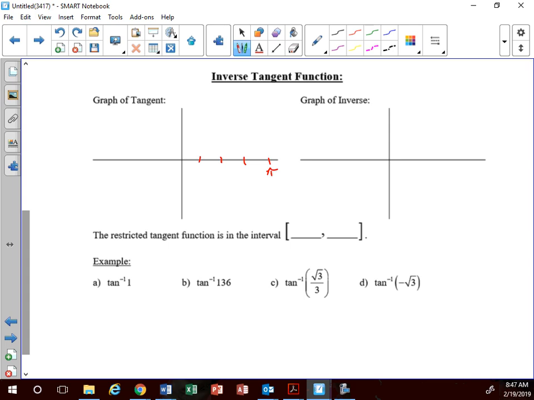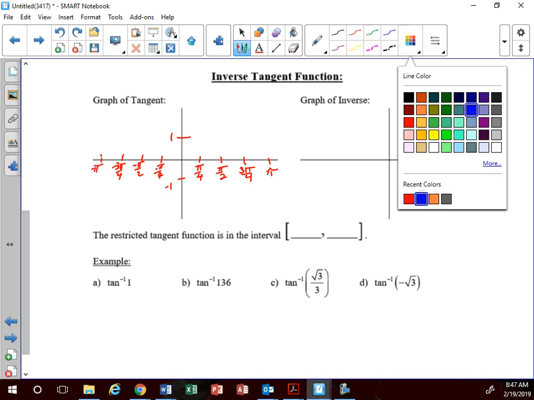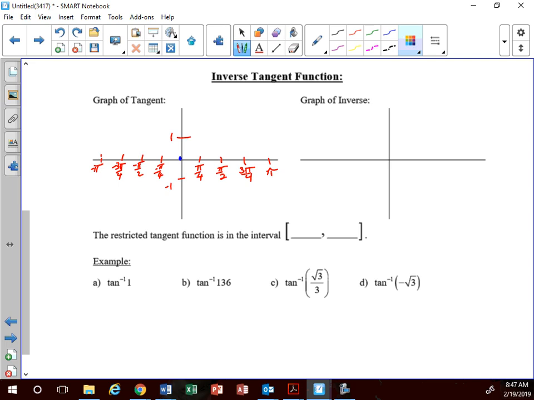Remember, we would only graph it out to pi. So pi over 4, pi over 2, 3 pi over 4. Negative 1. Tangent's the one that starts at 0, 0. 1, negative 1. Asymptotes.